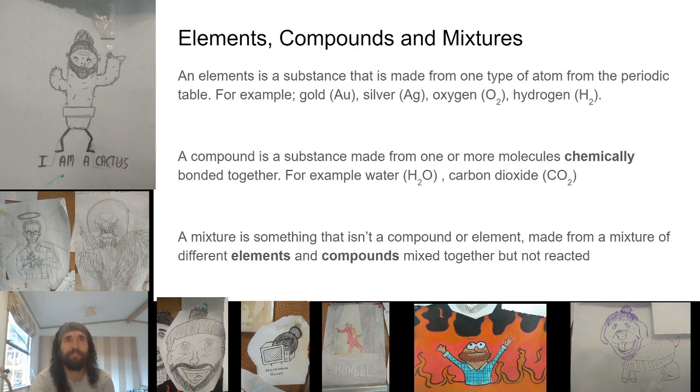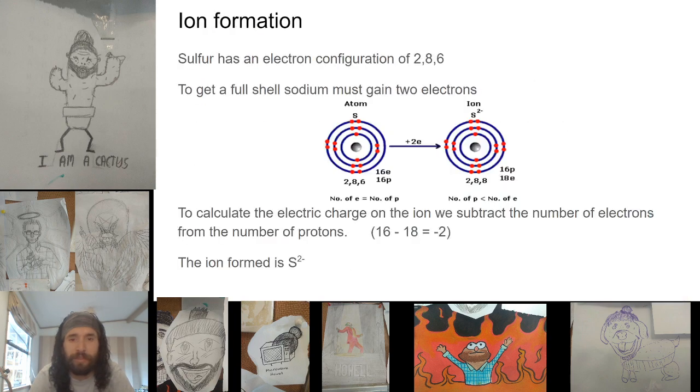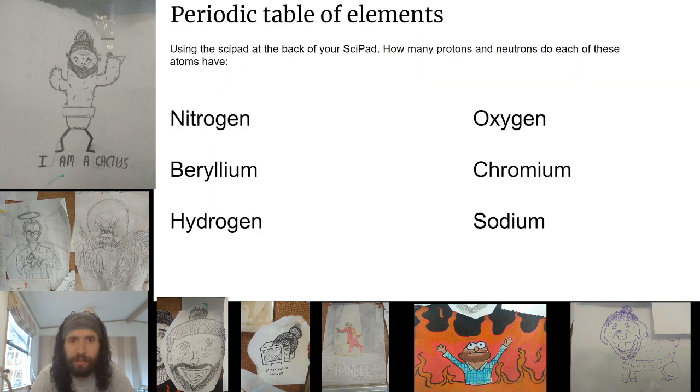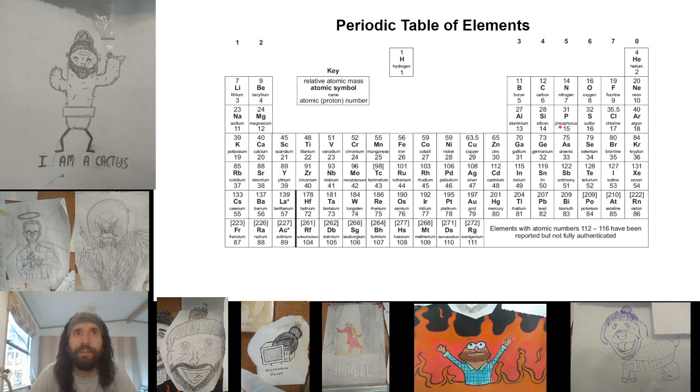Just before we look at that, we're going to look at the differences between elements, compounds, and mixtures, because this is easy to mix up. So the first one, an element. An element is a substance that is made from just one type of atom from the periodic table. Here's the periodic table here. So anything like nitrogen, oxygen, hydrogen, pure hydrogen, pure nitrogen, these are all elements. Silver, gold, these are elements.